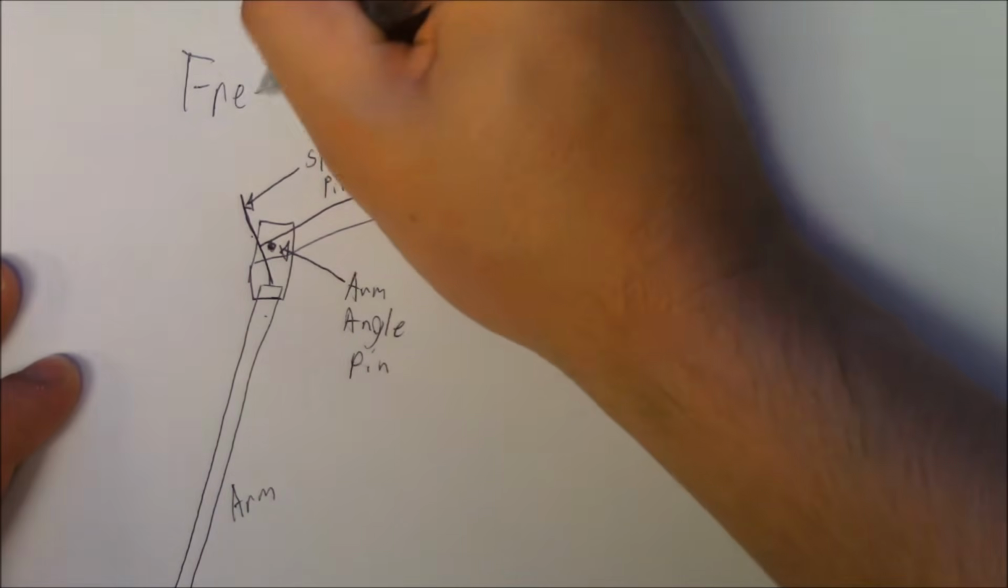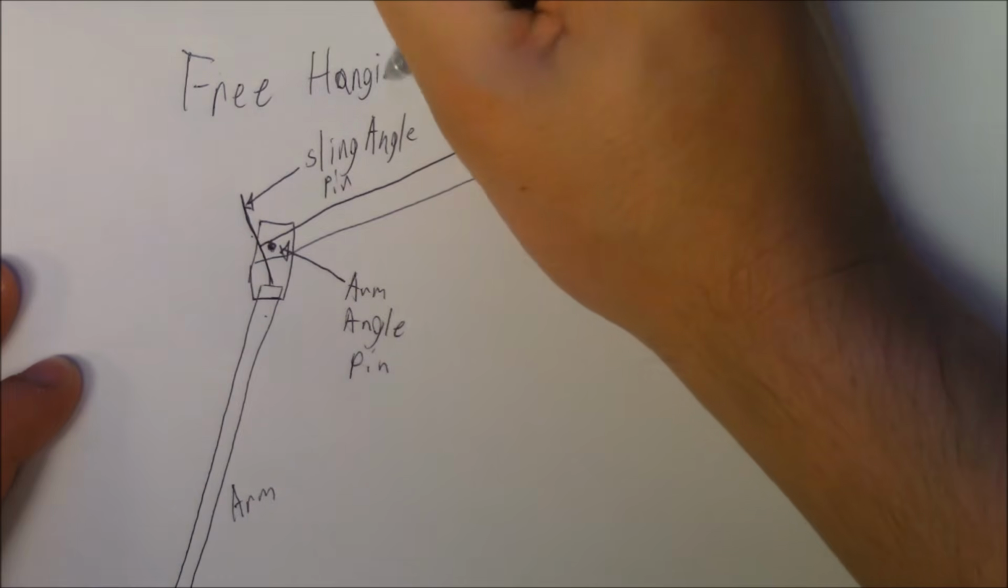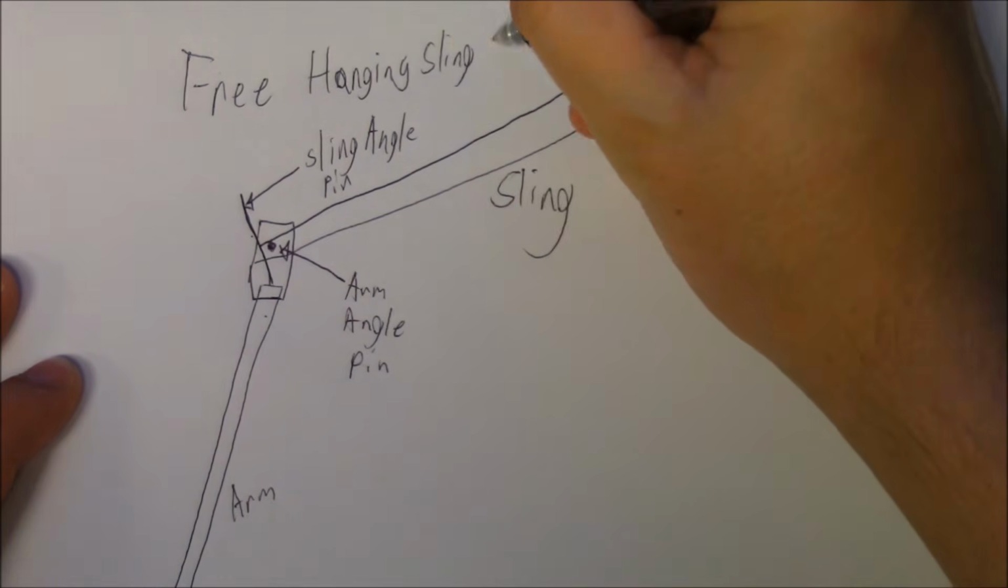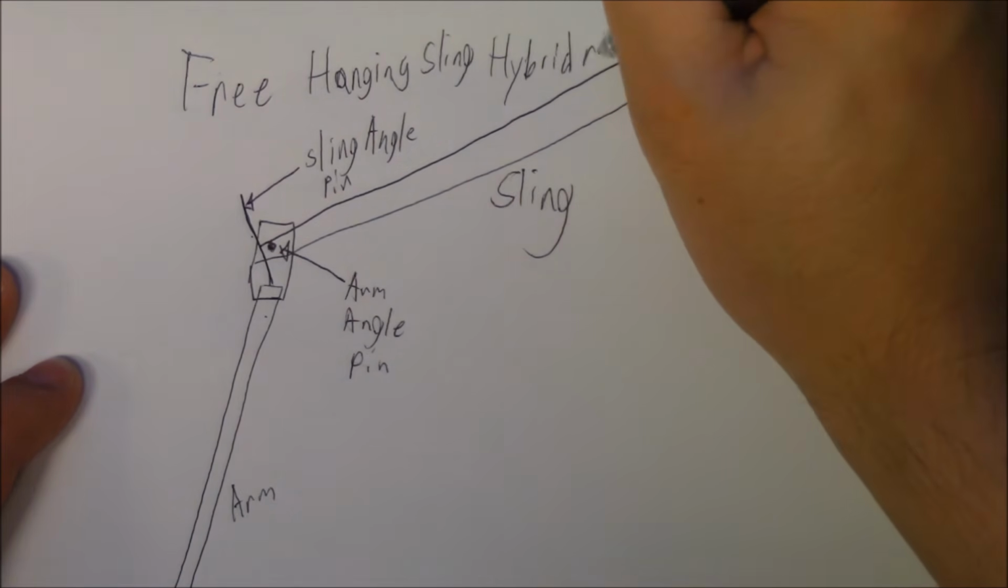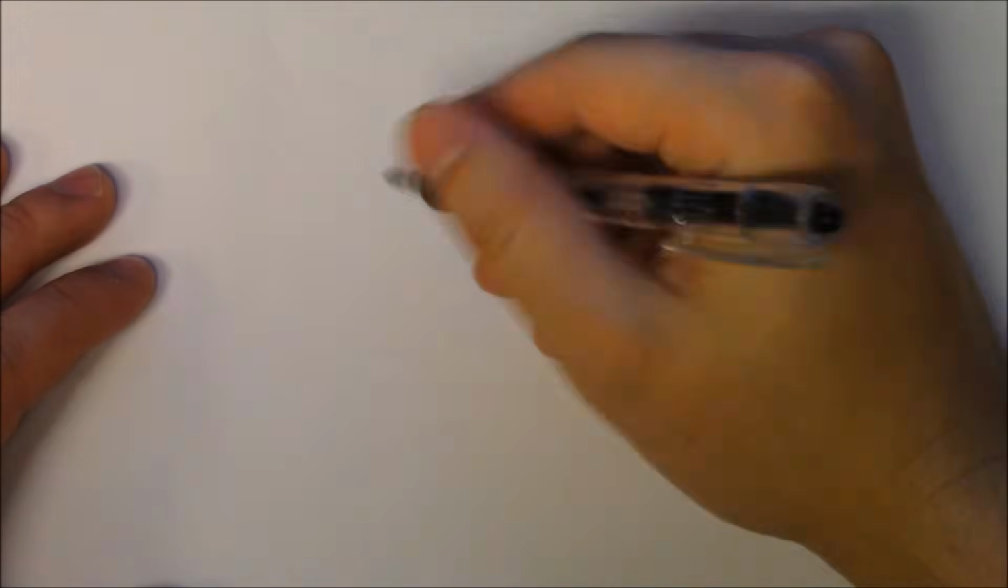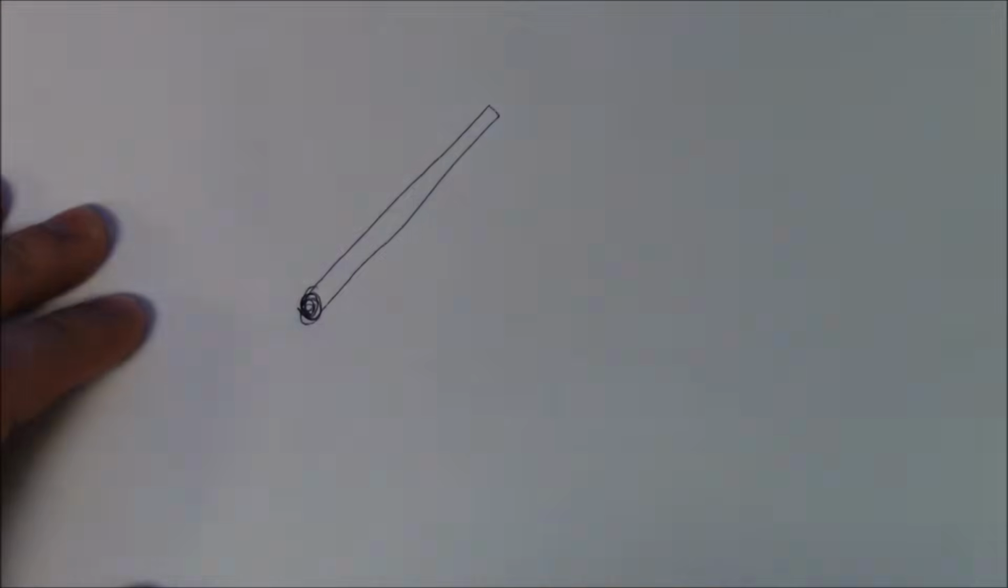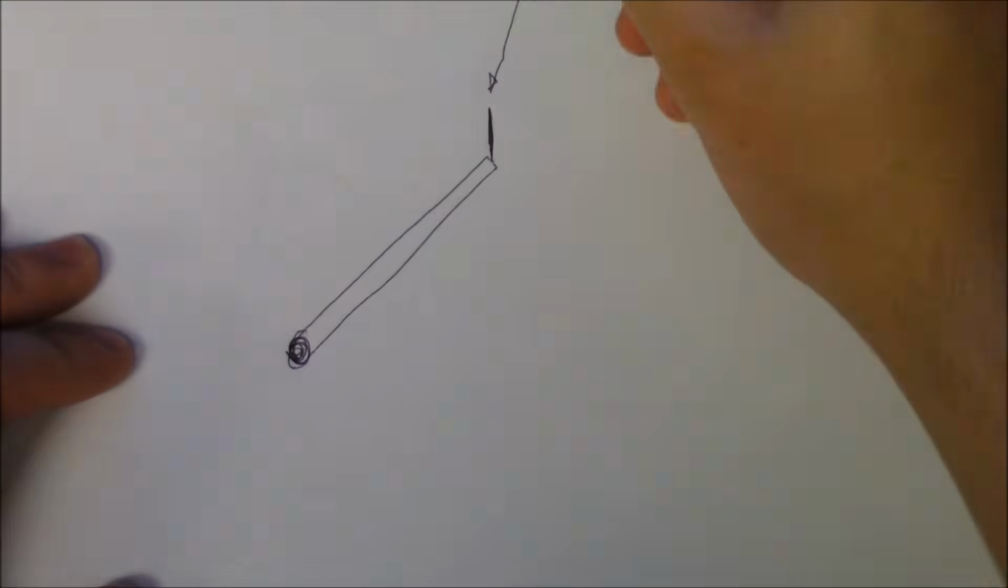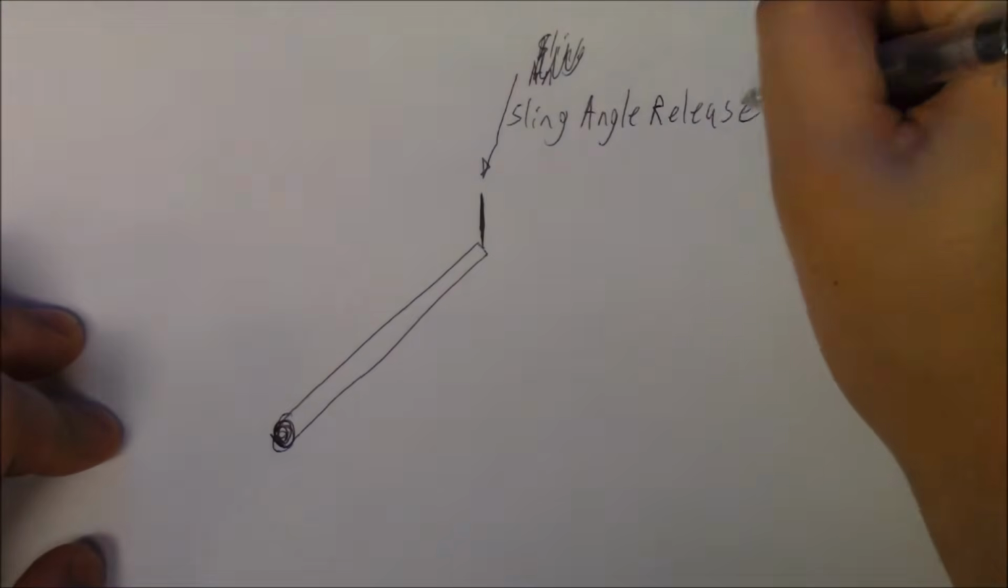Hybrid release systems may be more stable. Here is a free hanging sling design that uses both arm and sling angle to trigger a sling release. Simulations indicate that folded slings are probably more efficient and more controllable than free hanging slings. Here is one possible design.